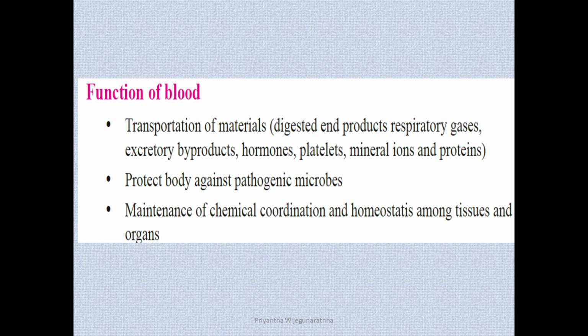If I summarize the functions of blood, the main function of blood is transportation of material, especially the digested products and end products of respiratory gases, carbon dioxide, water vapor, excretory products, hormones, platelets, minerals, proteins. Things are transported, and protecting the body against pathogens or pathogenic microorganisms, and maintaining chemical coordination and homeostasis. They are the main functions of blood.